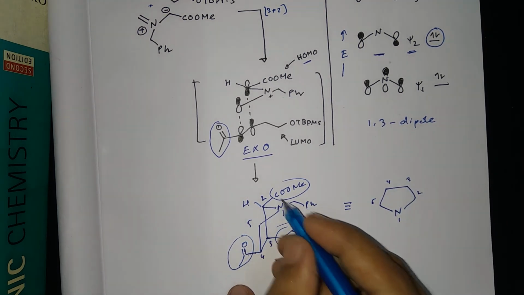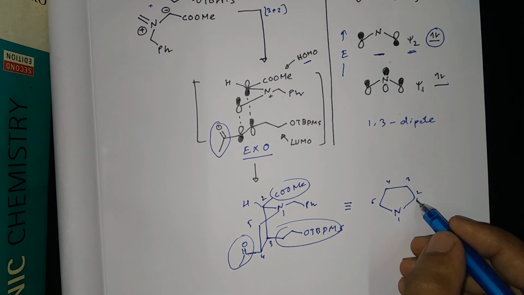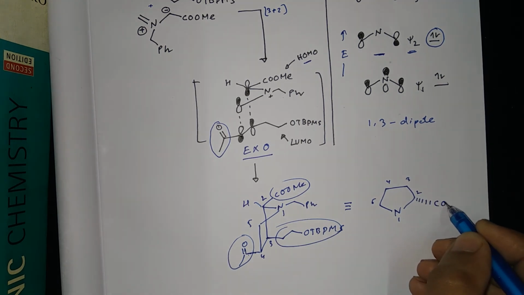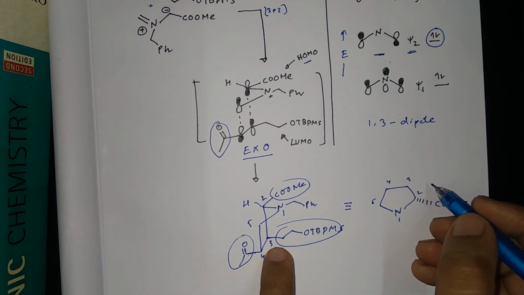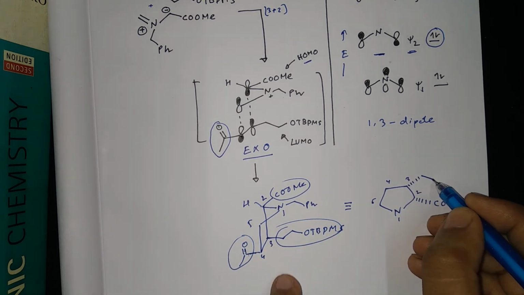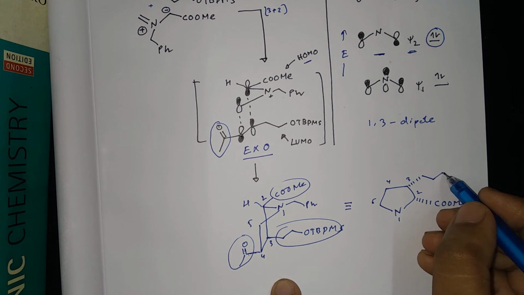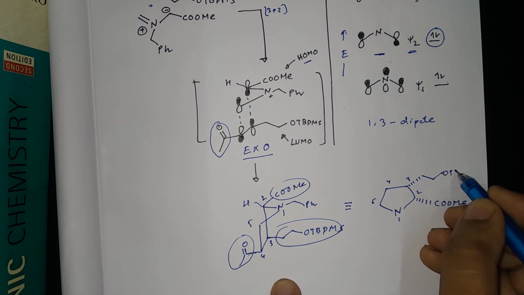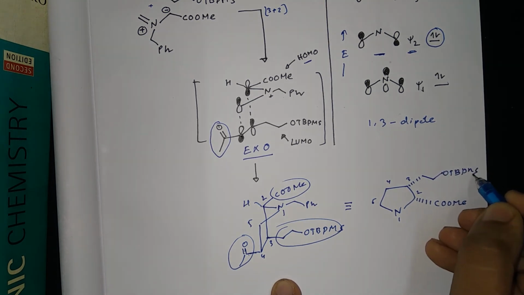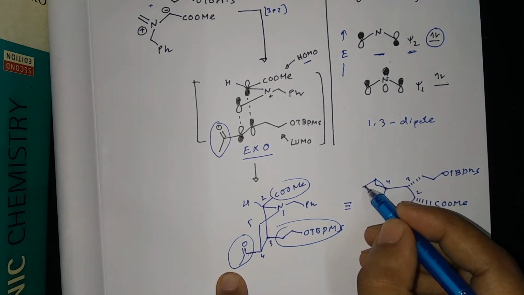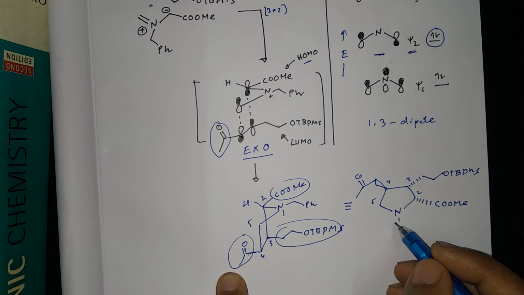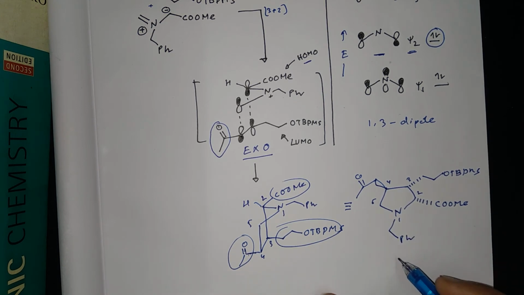So in 2 position, CO2Me is there, below the plane. So COOMe is there below the plane. In 3 position, this group is there, so that is also below the plane. So this is OTBDMS, and in the 4 position, this is there above the plane. So C double bond O CH3, and here CH2Ph is there. So this is our final product.